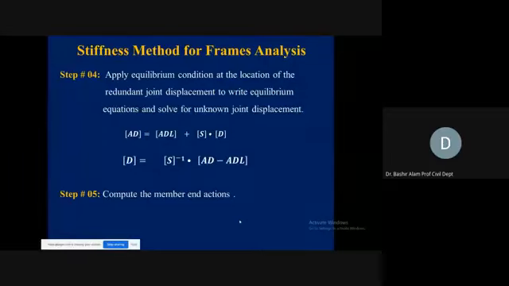So we write the equilibrium equations and then we solve them for the unknown joint displacements. If you look at the equilibrium equation, AD, which we found in step number 1, we have those quantities. ADL we found in step number 2, we have those numbers. S, the stiffness coefficient, which we found in step number 3, we have those numbers. The only unknown is the unknown joint displacement. So now we are in a position to find the unknown joint displacements with the help of these already known numbers.